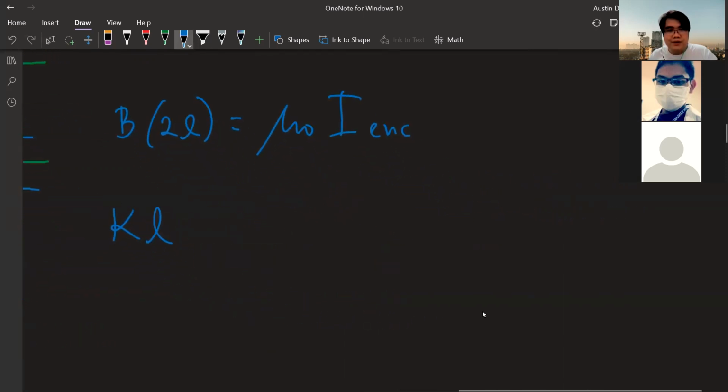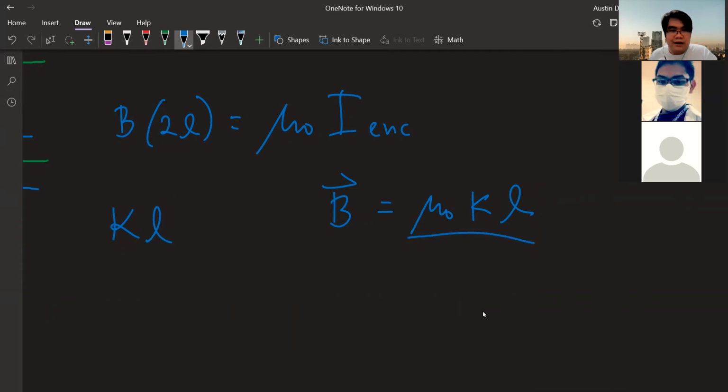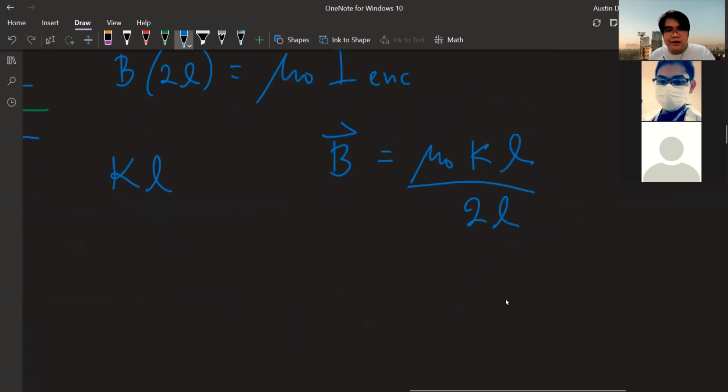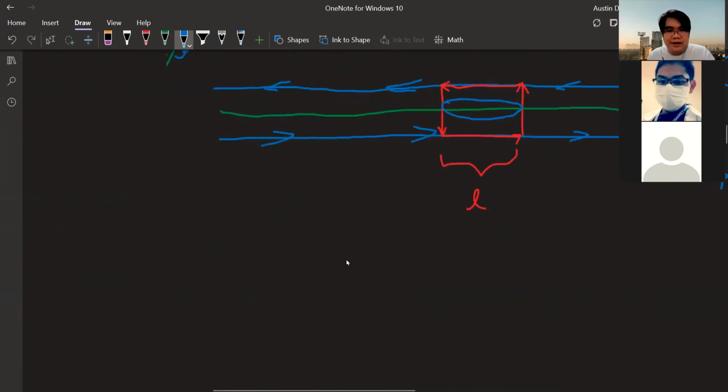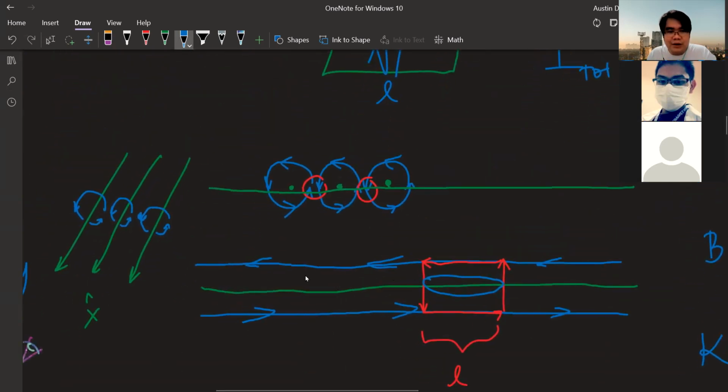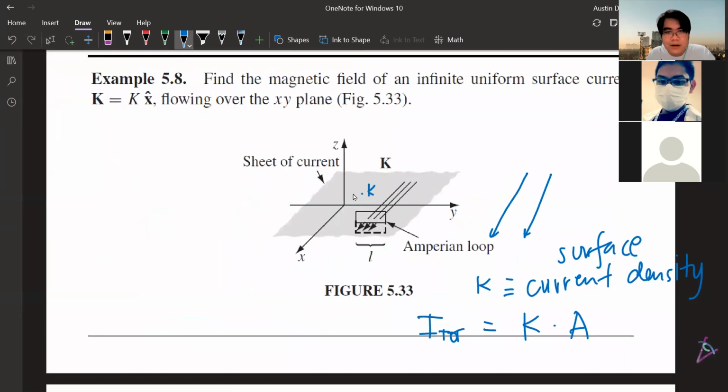Okay? So B would be equal to mu naught KL divided by 2L, so mu naught K over 2. Now, what is the direction? That could be going to the left, or going to the right. So y hat yung direction mo. It can be negative y hat, or it can be positive y hat.